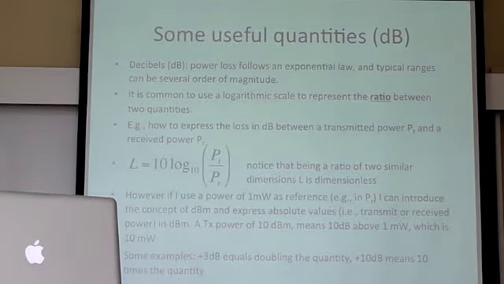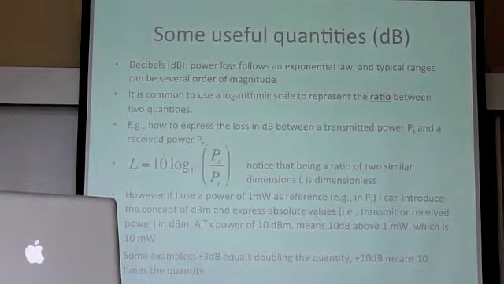Other useful quantities. Decibel is what is used in optical communication. It's the same in wireless communication. For those who don't know, the reason is that power loss follows an exponential law, and the range of powers you can use is extremely wide. It can be hundreds or millions of times different.